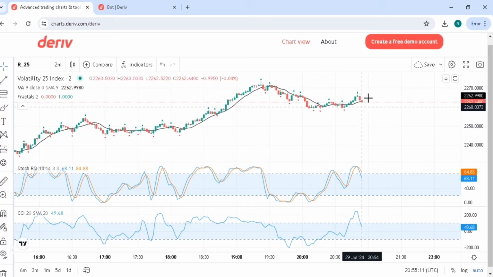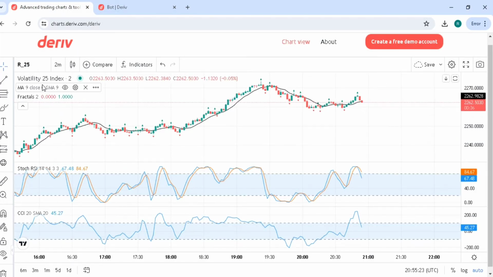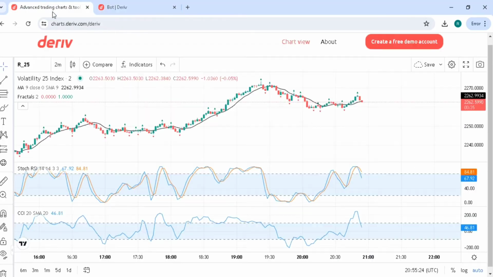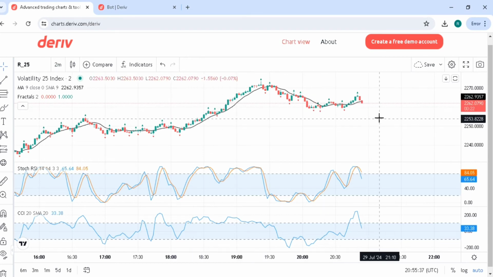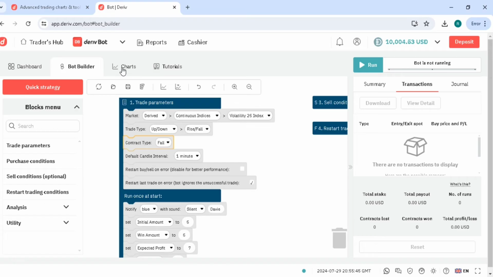And the Williams alligator lines were together, so it's not going to trend using this, but for the purposes of demonstration I can use it. So this is V25, so you come to the bot and you set V25 and we want to do a fall. Remember, in the 24 hours it was a rise, and I said you now want to look for a market for a rise, but since I want to demonstrate how you enter a market, I can use this. So when you come to the bot, there is this part I'm pointing called charts. You click on that.